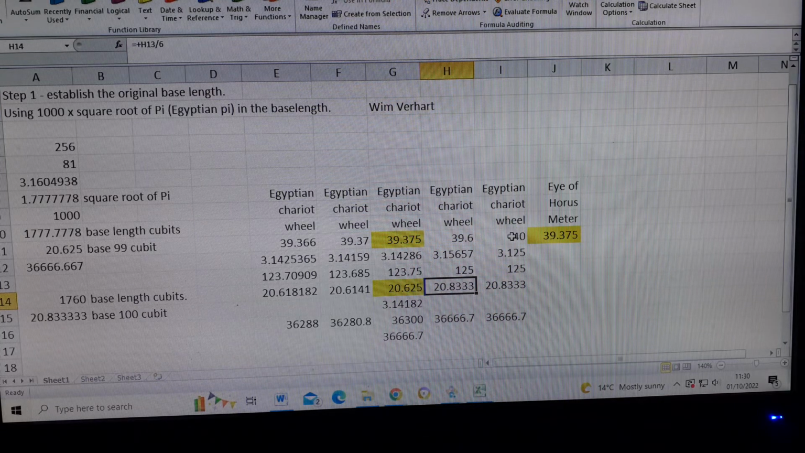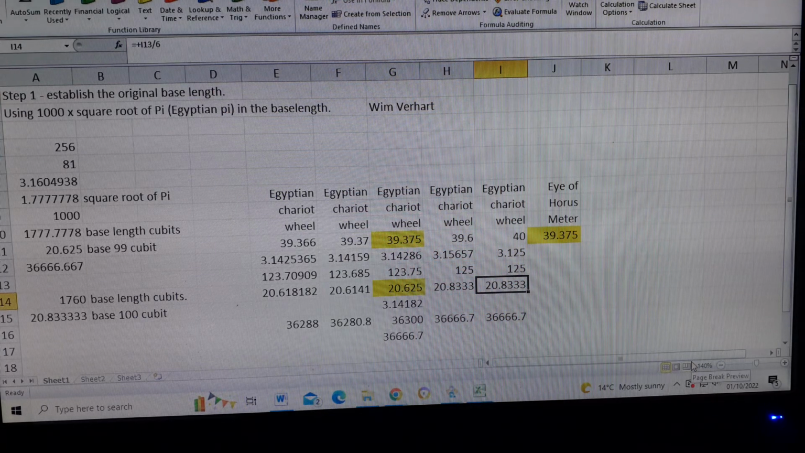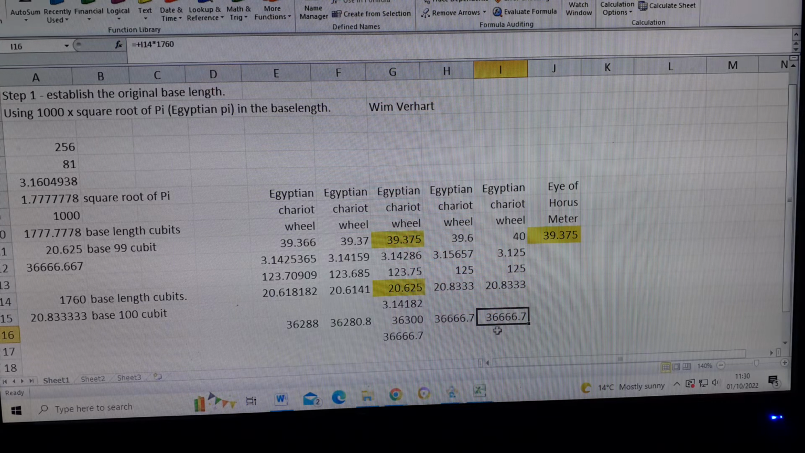And then when the meter is 40 inches, we use pi as 3.125, which is Babylonian pi. We get 125 again and 20.833. So we can see that the Giza base is designed against a geodetic cubit of 20.833. So that's multiplied by 1760 gives 36666.6, which is the intention of the Egyptian designers. And that has been most certainly proved by the work of the French savants and Colonel Vyse. And that's all I want to say on this.